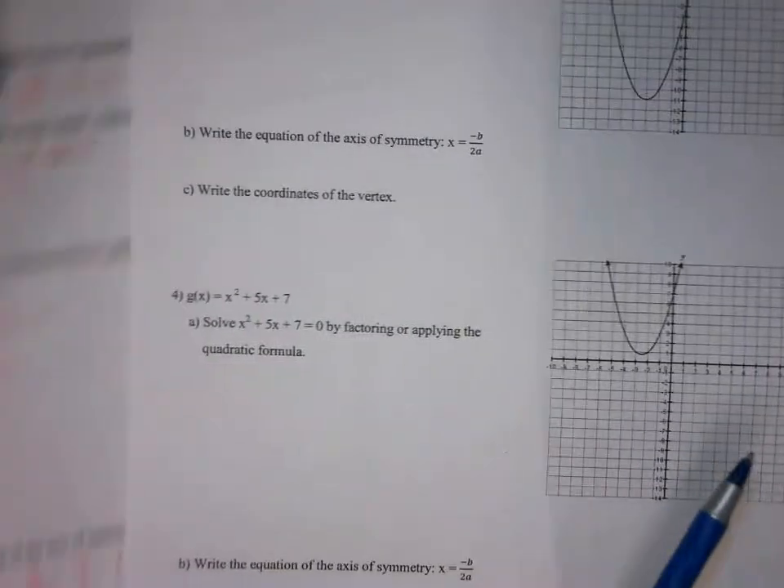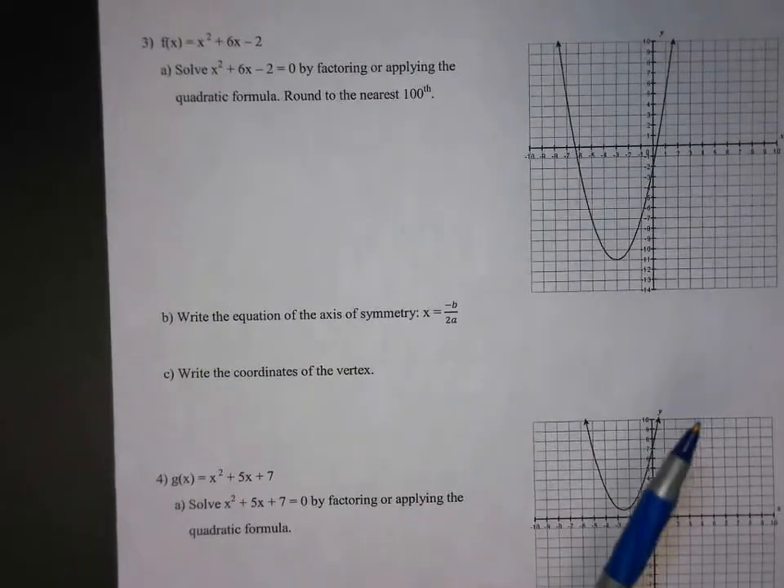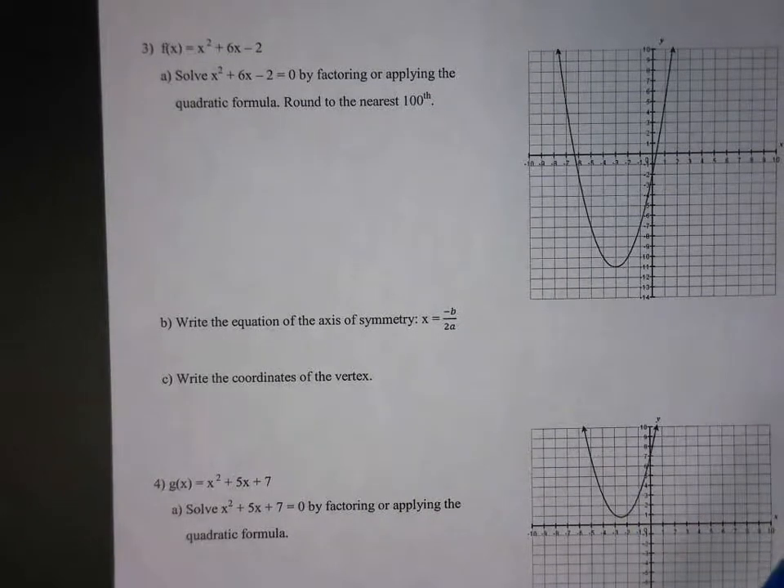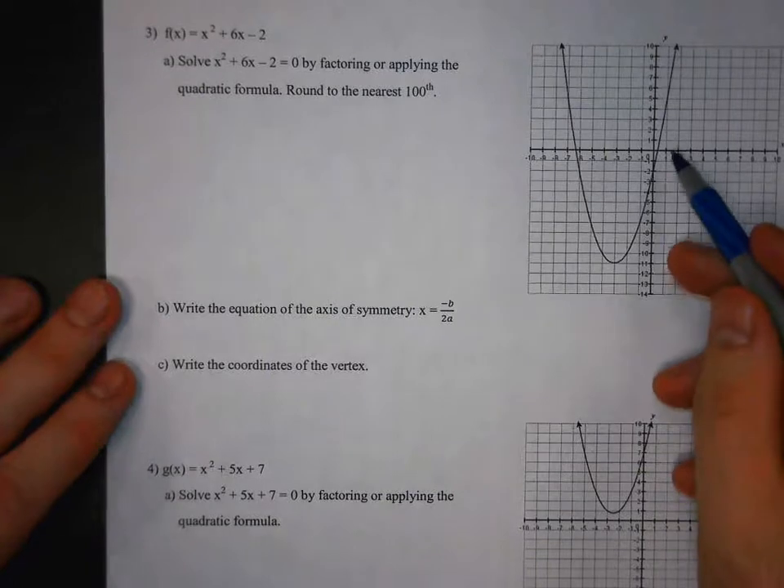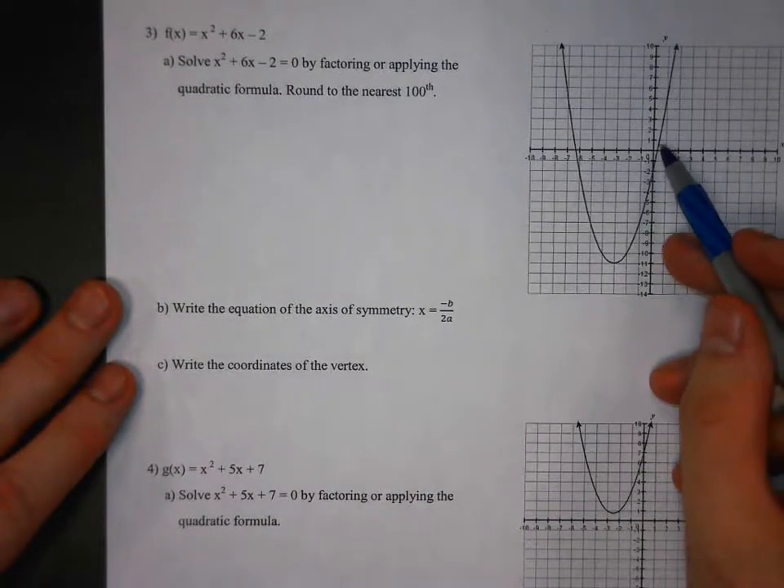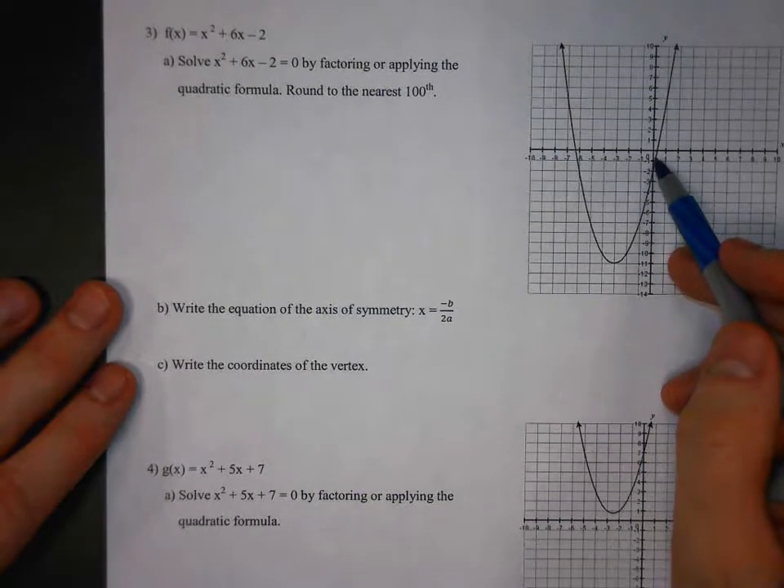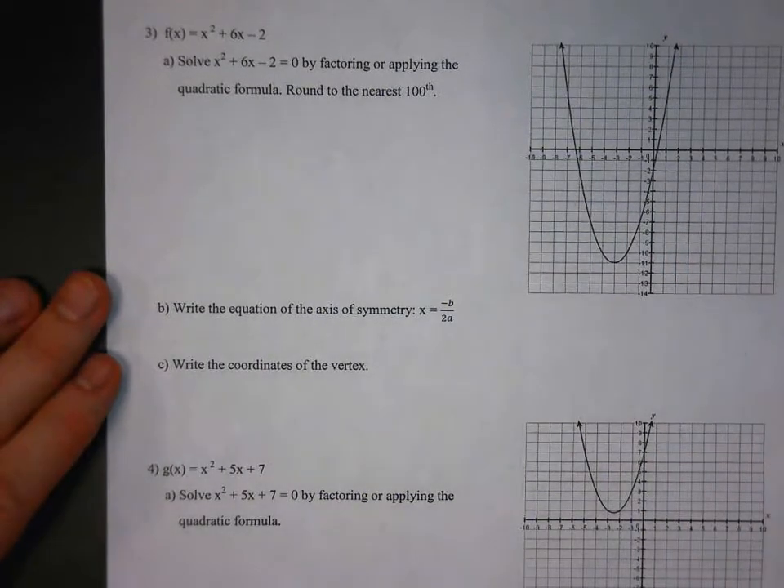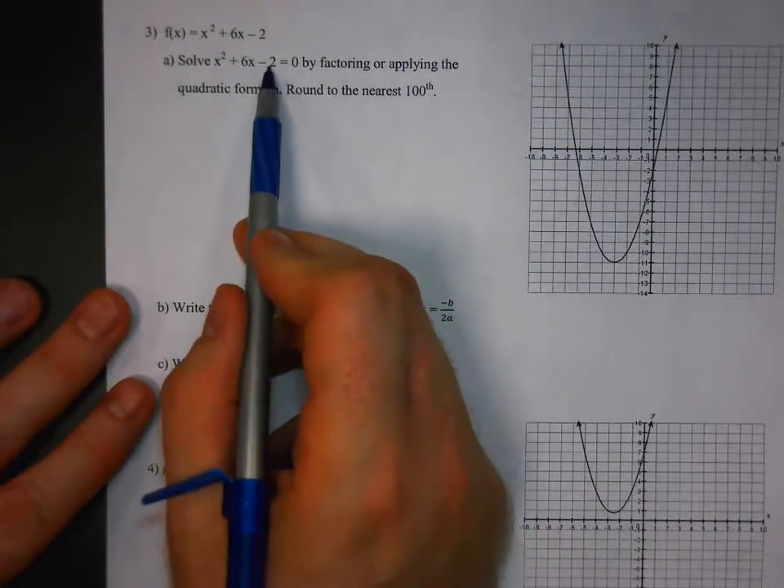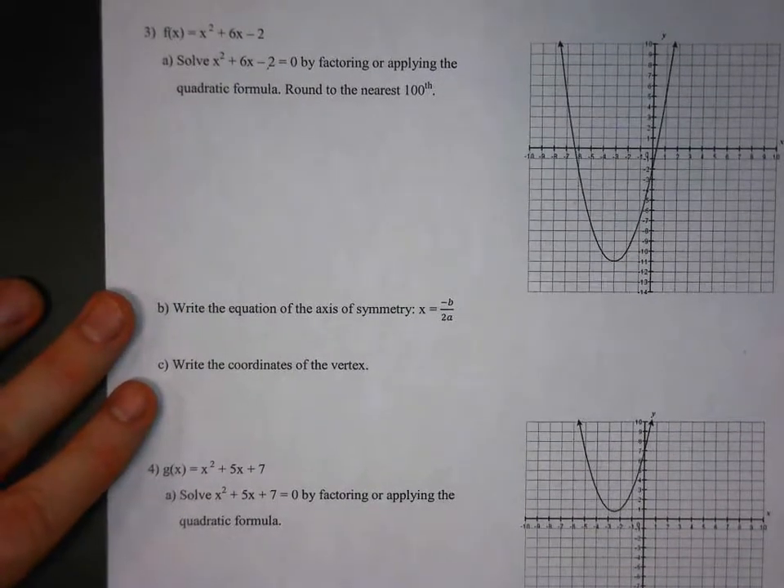Okay, then moving on to the last page here, number 3. Again, same question except a different function. What you might notice on this when you look at the graph is that the x-intercepts are not really nice numbers. So what that probably means is that it doesn't factor very nicely. So there's nothing that multiplies to negative 2 and adds to 6. That means you're going to have to use the quadratic formula for this one.